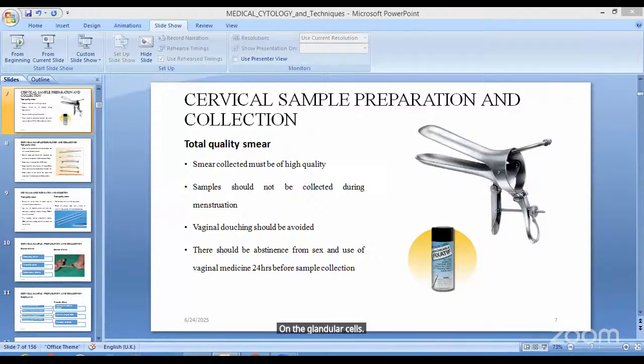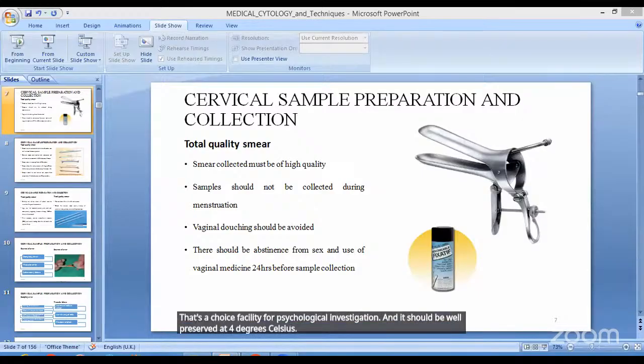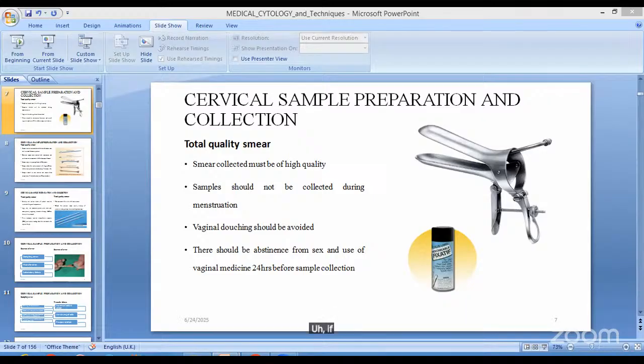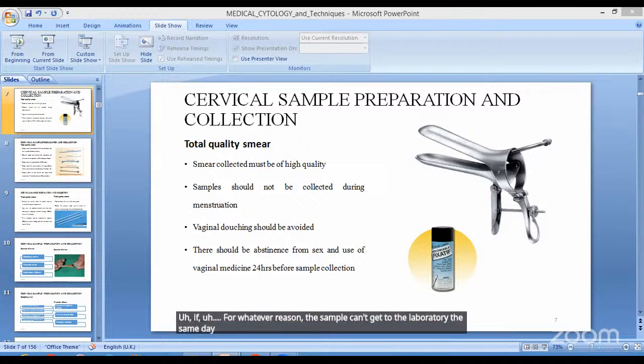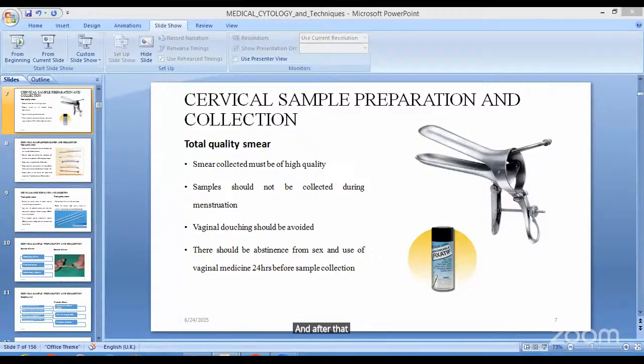Sample must be properly fixed in 95% alcohol. That's the choice fixative for cytological investigation. And it should be well preserved at 4 degrees Celsius. If for whatever reason the sample can't get to the laboratory the same day, it should be preserved at 4 degrees Celsius. After that, it could be transported to the laboratory, keeping it in the right condition when the distance is far.